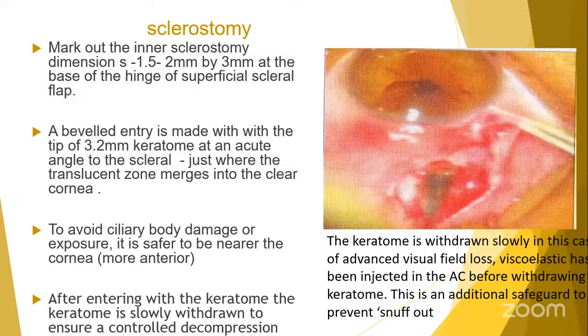The next step is the sclerostomy. Having created your scleral flap, you can now mark out the place where you want to put your inner sclerostomy. 1.5 to 2 millimeters by 3 millimeters at the base of your hinge. It's better for you to be nearer the cornea than to get into the choroid. So you make your AC entry with your keratome.